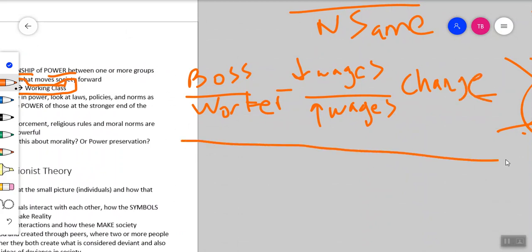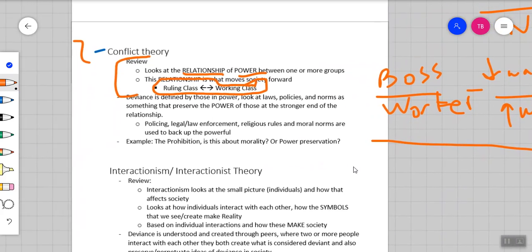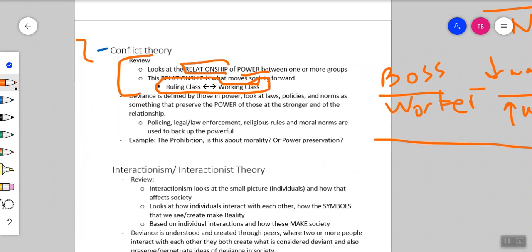So looking here, we're looking at the relationship, there's that word, relationship, of power between ruling class, or the boss, working class, the worker, and seeing how that changes society. So from this perspective then, because we take power seriously in this perspective, they want to take a look at how they think deviance isn't necessarily something that just exists as something that's like a moral or ethical idea, but it's something that helps keep those in power. So preserve the power of those stronger in the relationship.